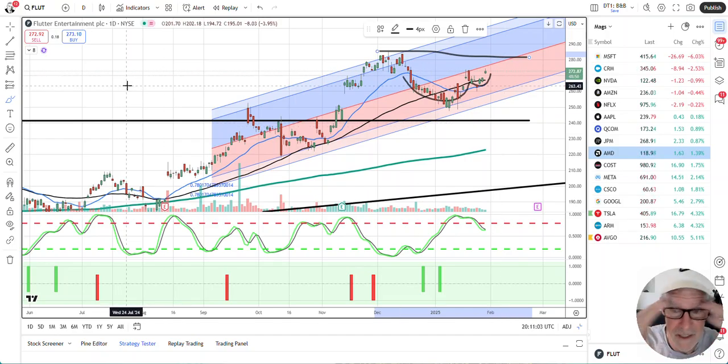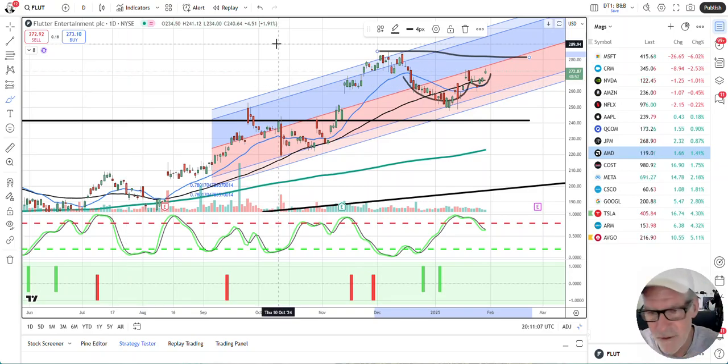I wouldn't kick anybody in the pants for having already bought it down here in the pink zone and hanging on to it for 280. Absolutely. Great trade, but I wouldn't buy it now. There are better setups out there.